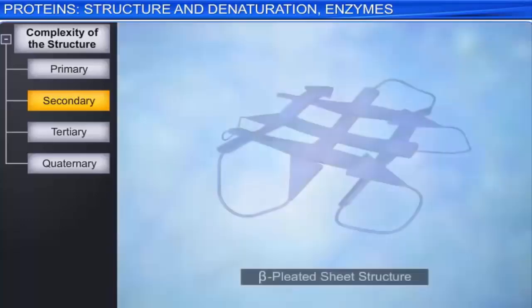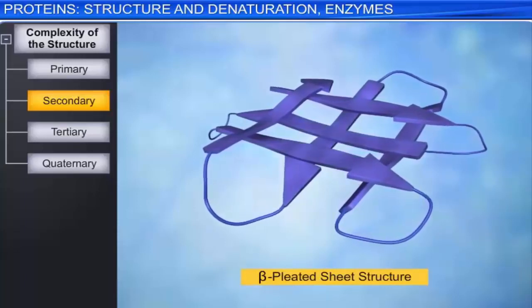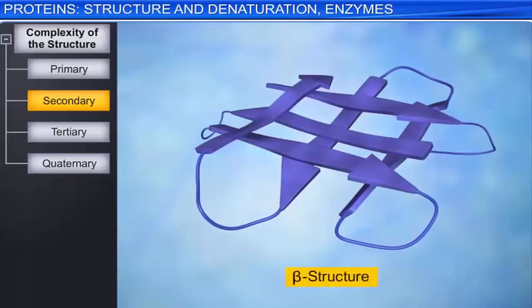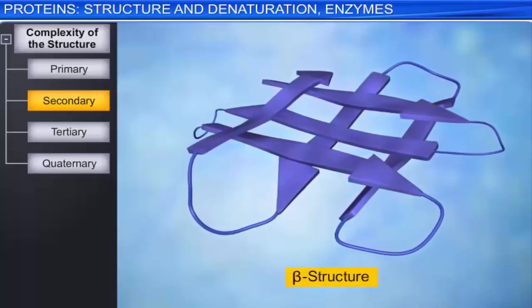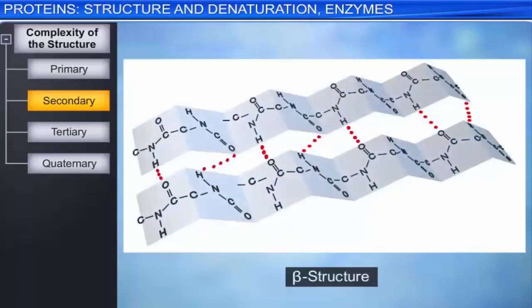Another common secondary structure in proteins is referred to as beta-pleated sheet structure. The beta-pleated sheet is nowadays referred to as the beta structure. The arrows in the ribbon structure here show the beta structure. The contraction of the peptide chains results in a pleated sheet. The chains lie side by side and are held together by hydrogen bonds. Such a structure is called a beta structure or arrangement.